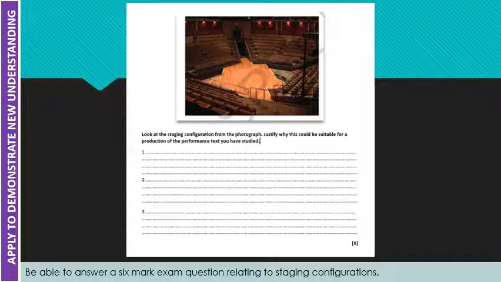Look at the staging configuration from the photograph. Justify why this could be suitable for a production of the performance text you have studied. Now, the question has clearly identified how many points it would like you to make. So for each of those, you make 1 point, 1 justification, like we spoke about last lesson.